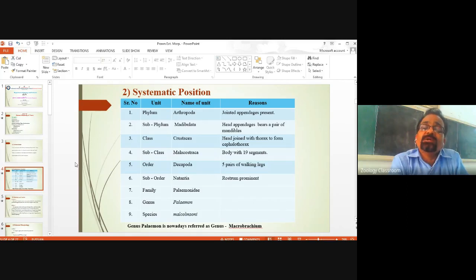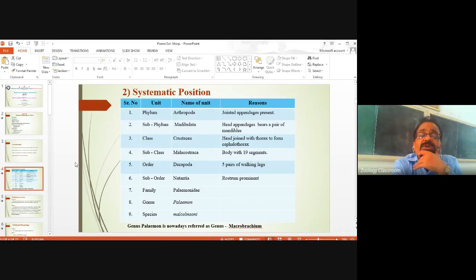5 pairs of walking legs are present. Now, look how these different types of legs are there, which leg is called the typical leg, and what are the functions of these legs, how they form an important characteristic as a sexual dimorphic character. By observing the legs of that prawn, we can make out whether the prawn is male or female. So these walking legs are exhibiting the sexual dimorphic characters that we are going to study in detail.